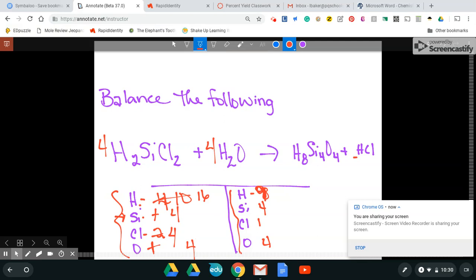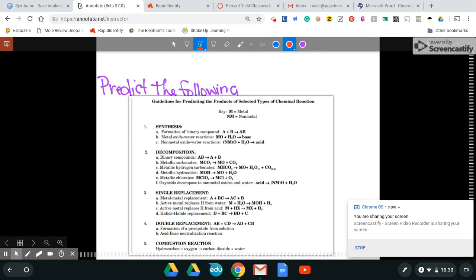So the next thing I would do is, what could I put on this side to help balance this? Well, if I need 16 and I've already got 8, if I put an 8 right here, that's going to give me 16 hydrogens. Notice that it gives me 8 Cls, and I forgot to change that. That's 8 over there, so I am balanced. Okay? All right. Let's look at predicting.